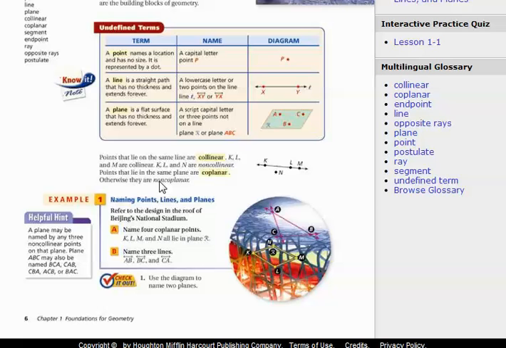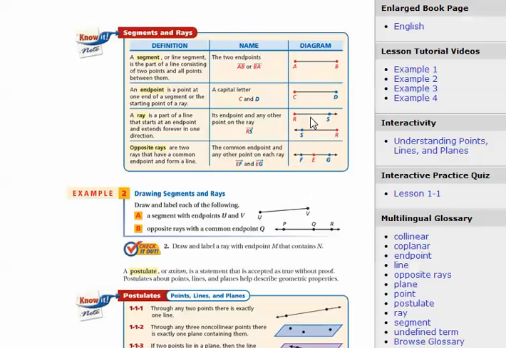And then we have a couple of terms here called collinear and coplanar. Points that lie on the same line are called collinear, so we can have many points. And then we have something called coplanar, which would be points that lie on the same plane. And of course, you have different examples that you can look at as you go through your textbook.